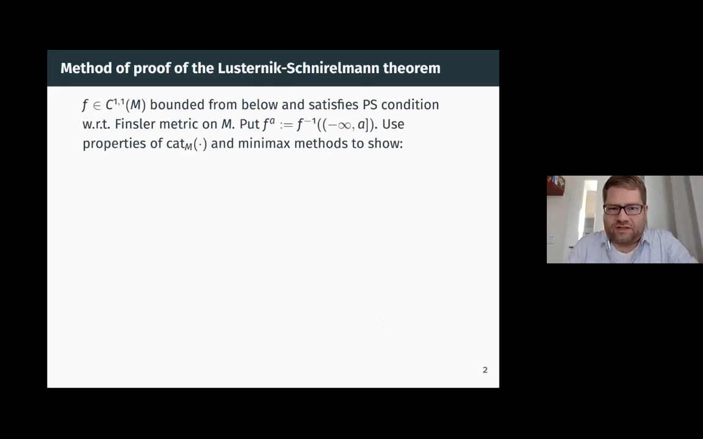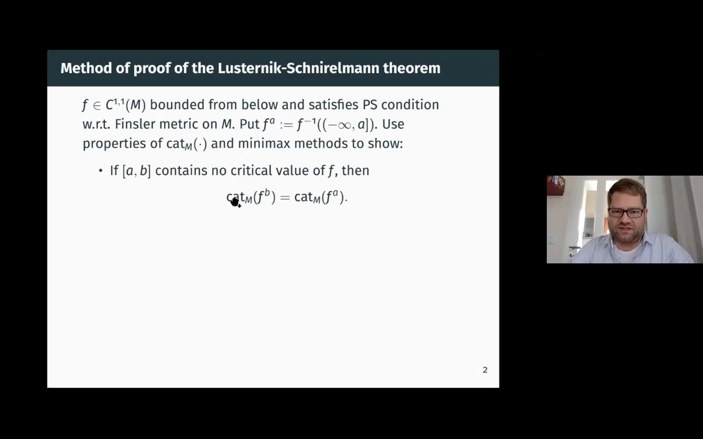But this is the version I want to just state today. Okay, I want to briefly go through the method of proof of this theorem because this is quite instructive. We have a function which satisfies these nice properties on M, and we denote by F^A the closed sublevel sets of this function with respect to some value A. And then we have the subspace categories, so category with respect to M of subsets of M. So we need to cover subsets or subspaces by open subsets whose inclusions are null homotopic in M. And we can use these categories of subspaces and some minimax methods from calculus of variations to basically show two different things. The idea is we start with some small sublevel set and then increase the level and see what happens.